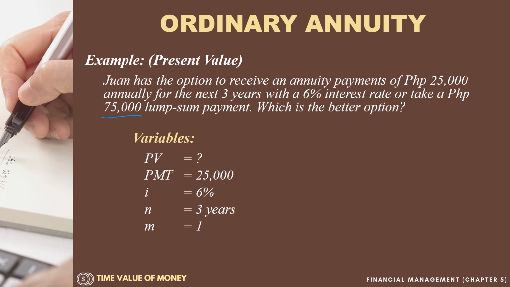Now, another variable here is the payment, which is again the 25,000. And then the I, or the interest rate, is the 6%. And then N is 3 years. And then M, or the number of periods per year, is only 1, since this interest rate is annual.